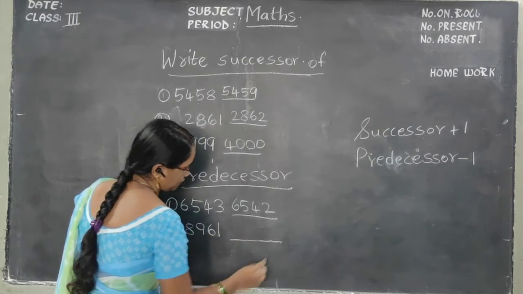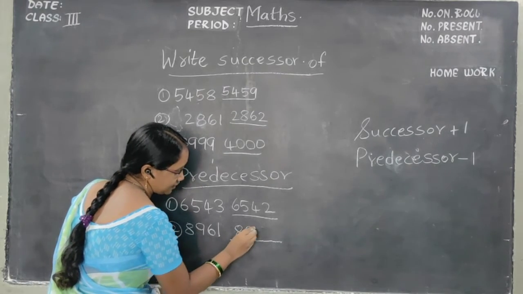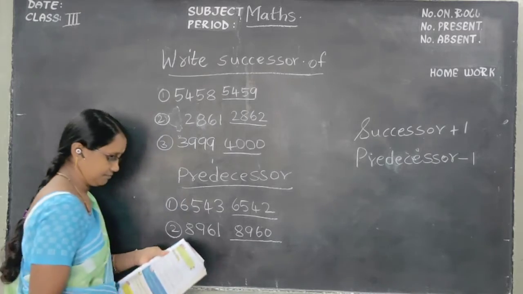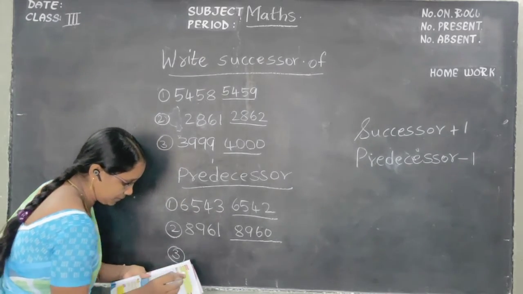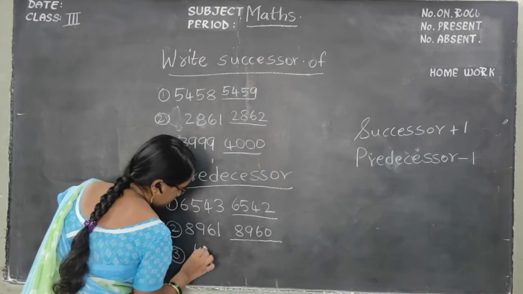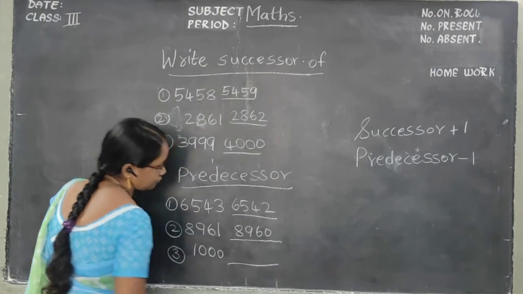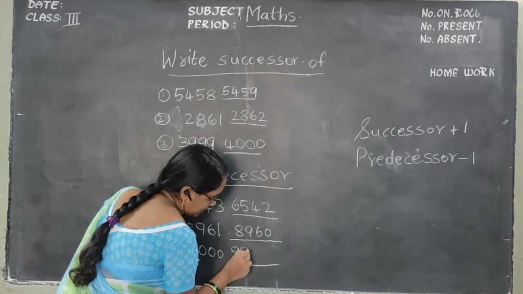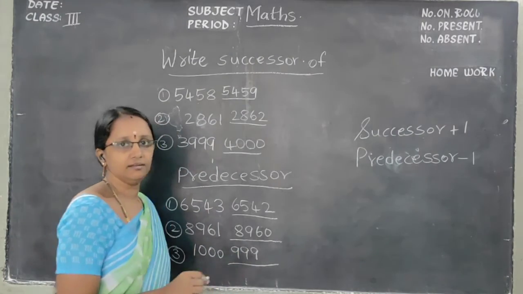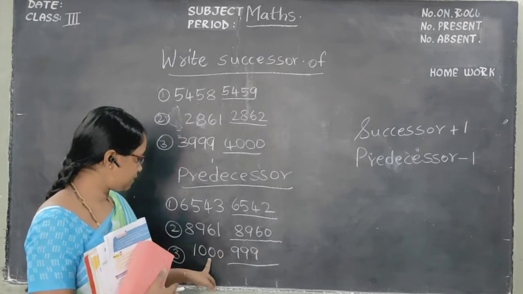8961. So what will come? 8960. Next see the third one. Here what is given? 1000 is given. So for 1000, what is the before number? 9999. Sorry, what is the 1000 before number?